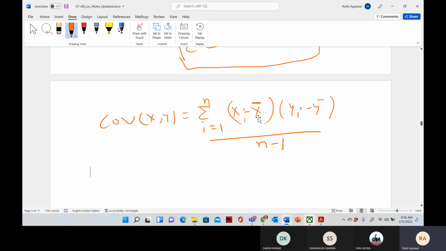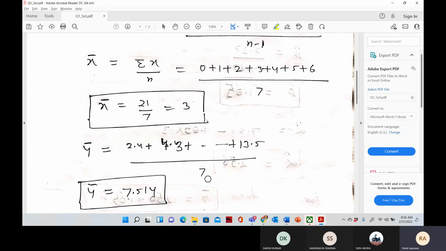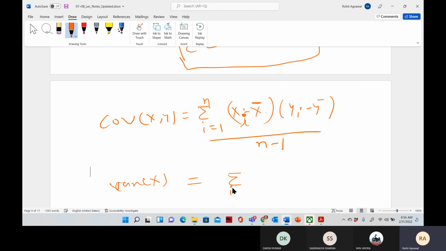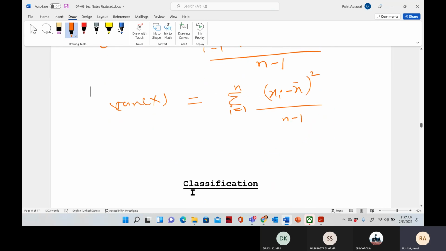Yes, sir. Okay, this is i, this is i. Okay, and variance is this. Variance you will know like this: summation i equals 1 to n of (xi minus x bar), divided by n minus 1. Sorry, here there is a square. So this is your variance. Okay, so we just plug all these things in and we will find the m and we will find the c and then we will solve our problems. Clear? So this is linear regression.